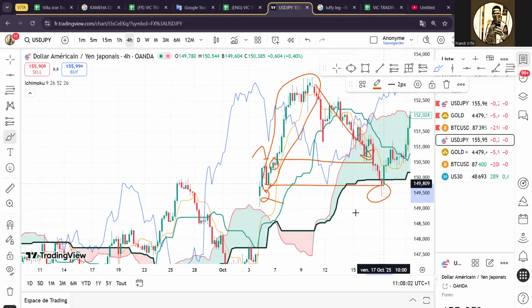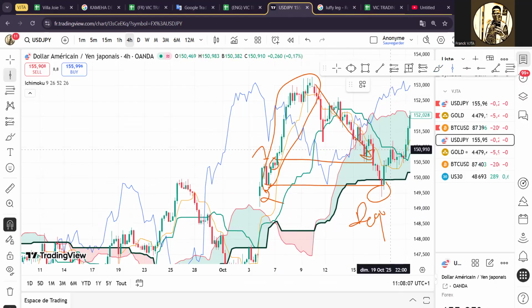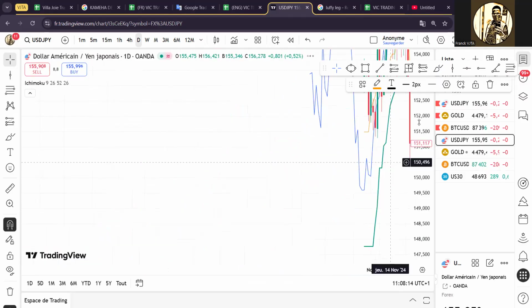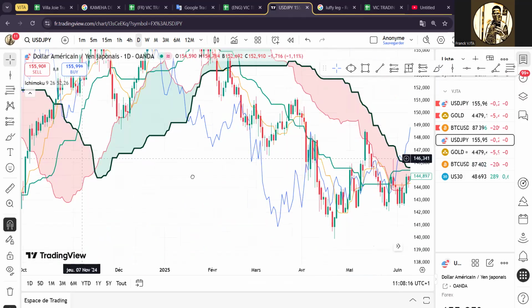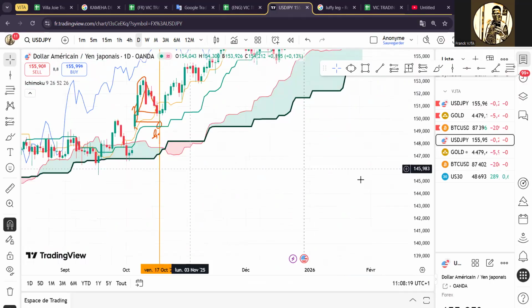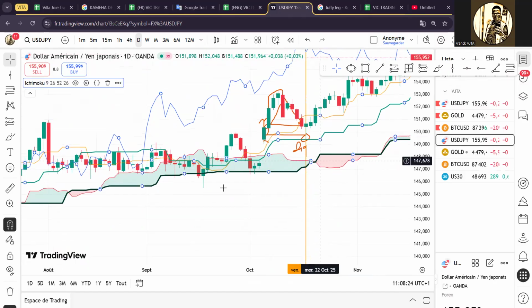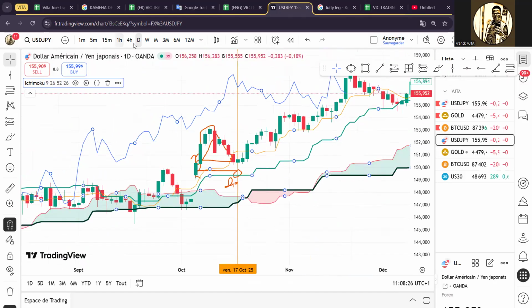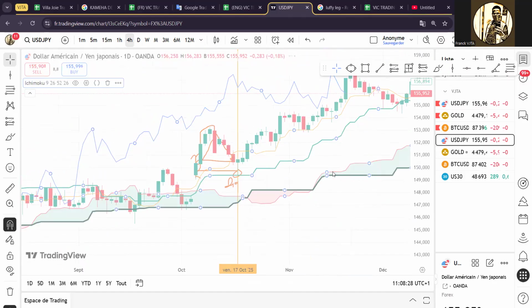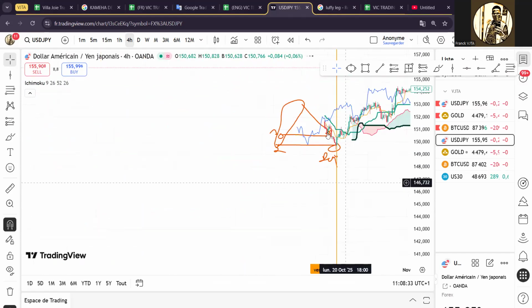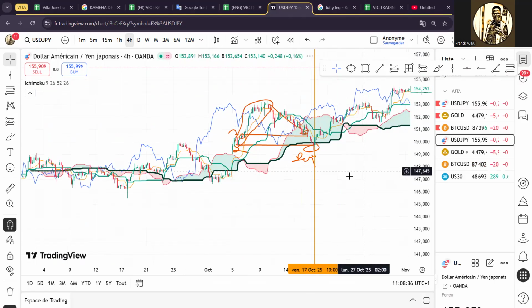But this one was a deep correction and not a reversal of the market. You see, the deep correction came on daily Kijun before it kept going to the upside. This is a correction, and not the reversal of the market on 4 hour.